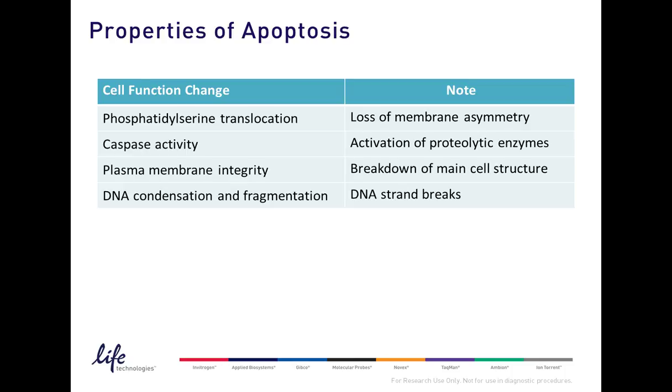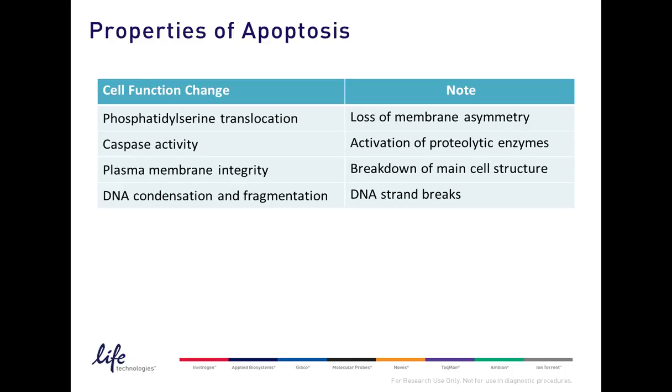This is the activation of these proteolytic enzymes, and they attack key intracellular components, things like the cytoskeleton, as well as the nucleus, and they can also cleave other intracellular organelles such as the ER and Golgi, and they essentially bring around the compromisation of normal cellular function. Plasma membrane integrity will also be lost, and this leads to breakdown of main cellular structure and causes the leakage of intracellular components out of the cell.